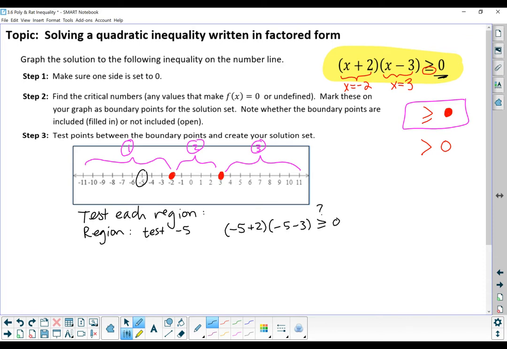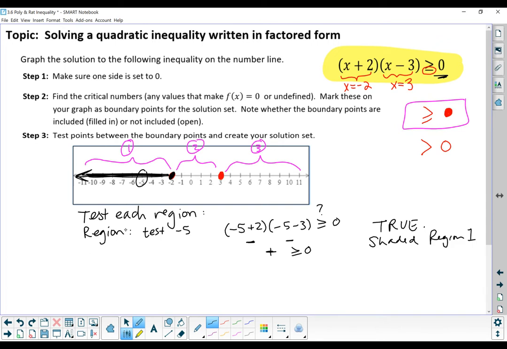And I'm just kind of thinking about that. Well, -5 plus 2 is a negative number, and -5 minus 3 is a negative number. And if I multiply those together, I get a positive number, which is greater than or equal to 0. So this would be true. So because it's true, then we should shade region 1. So this is part of my solution graph.